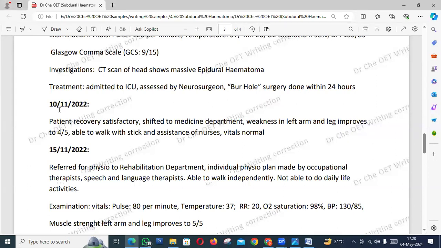Okay. So then after 5 days, on 10th of November 2022, I have written this sample. 2022, by the way. So it means I have been teaching OET for a long time, since 2020.